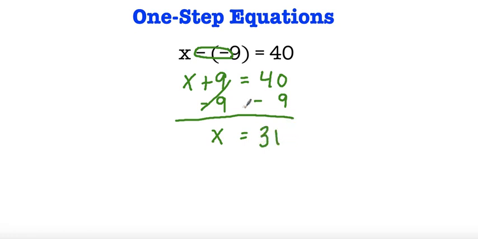And if I'd like to go back and check to see if 31 is x, we could either substitute it into our first equation or our second equation. It's probably a little bit easier to substitute it into our second one here. So 31 plus 9 is equal to 40. So that's how we know that x is equal to 31, and that's true.